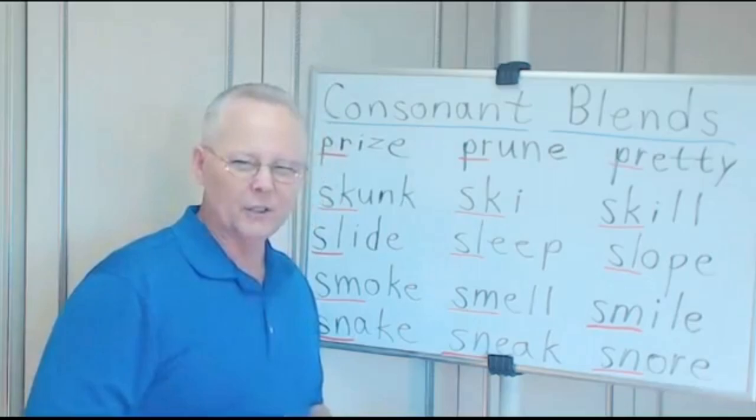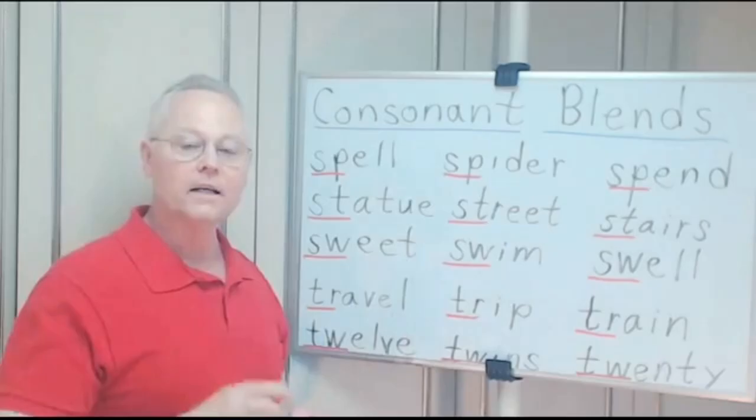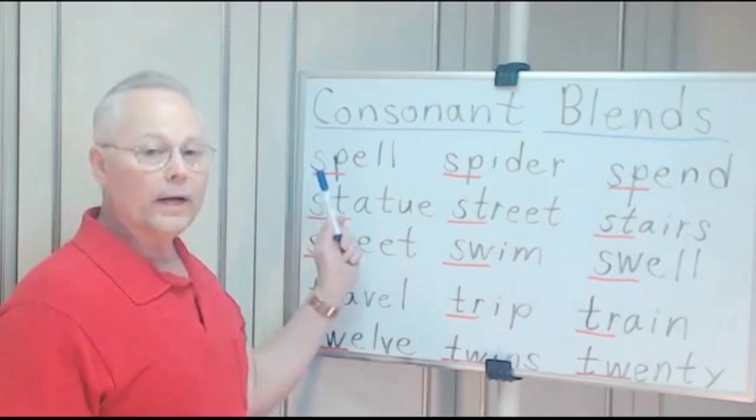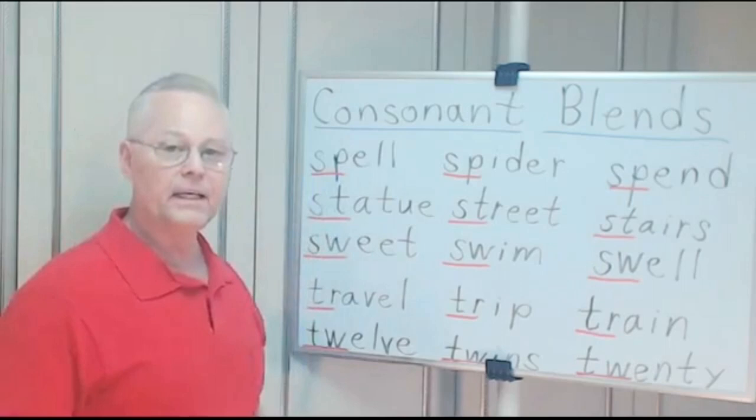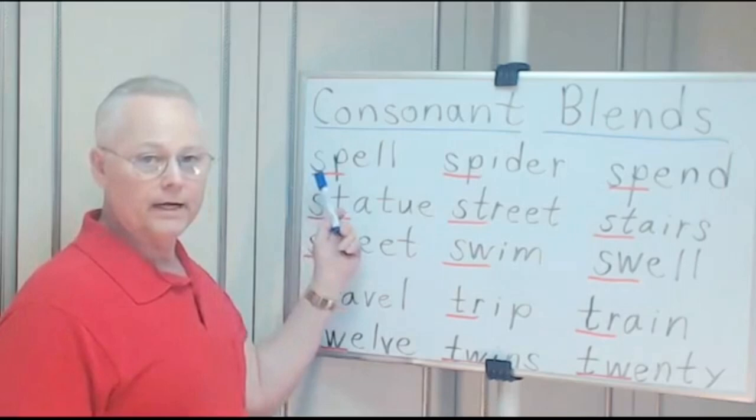Consonant blends. So we started out talking about 20 different consonant blends, two consonants that blend their sound together. SP is two consonants, and this is a consonant pair, right? They blend together, makes a sound. Not a new sound, just a sound pushed together.